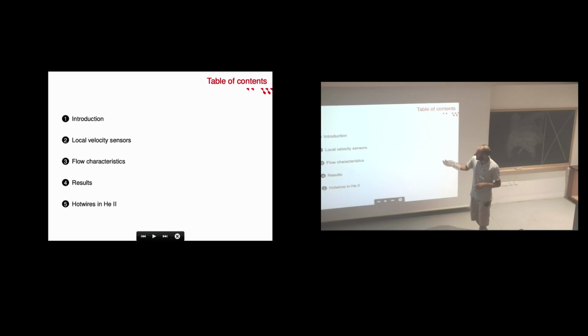I'll first give you an introduction about the motivations, and then I'll show you the local sensors that we have used. Most of them are homemade. Then the flow characteristics, the flow configuration, and then the main results of the talk. And as you'll see, we will not use hot wires in helium-2 because they have a somewhat exotic behavior in helium-2. But I'll give you in the end a bit of explanation about that.